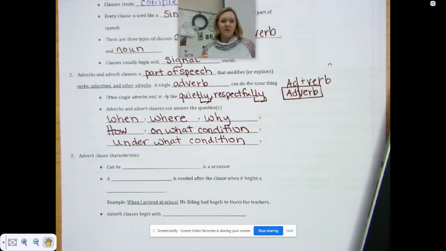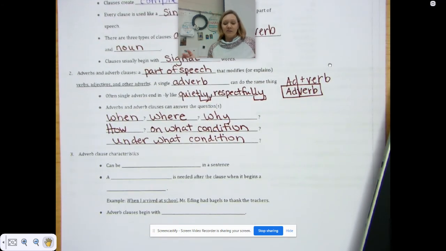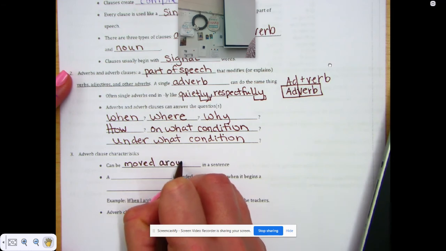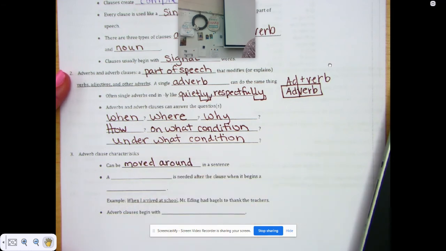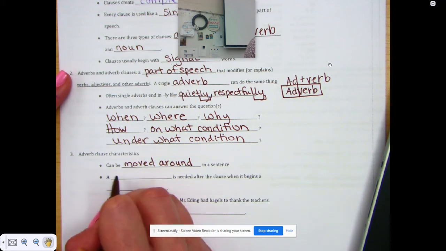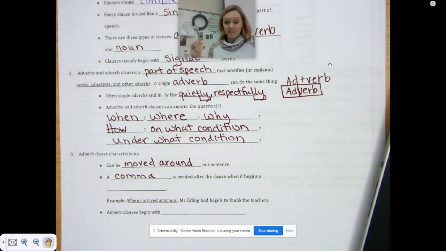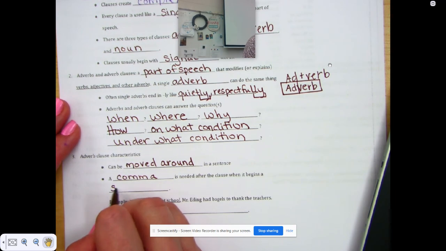So as we look at our next note here, it's talking about the characteristics of adverb clauses. In other words, these groups of words that have a subject and a verb but don't make sense by themselves. So how can we distinguish them from an adjective or noun clause? Well, it's kind of tough to think about that since we haven't learned those yet. But nevertheless, let's talk about their characteristics. First of all, an adverb clause can be moved around in a sentence. And we'll show you some examples of that with some sentences in just a bit. Also, a comma is needed after an adverb clause when it begins a sentence.